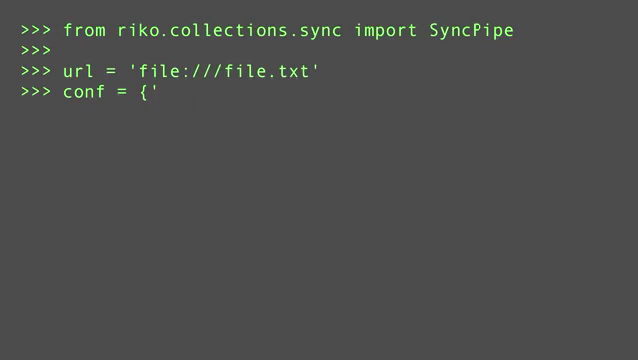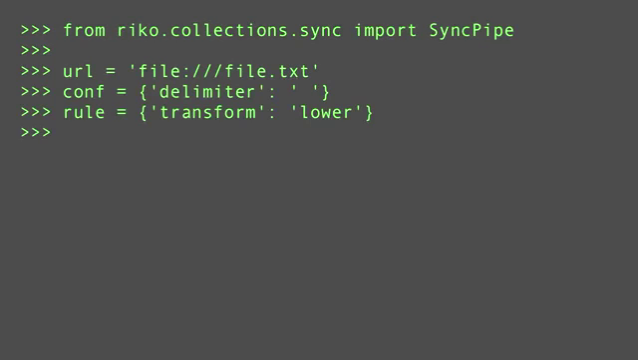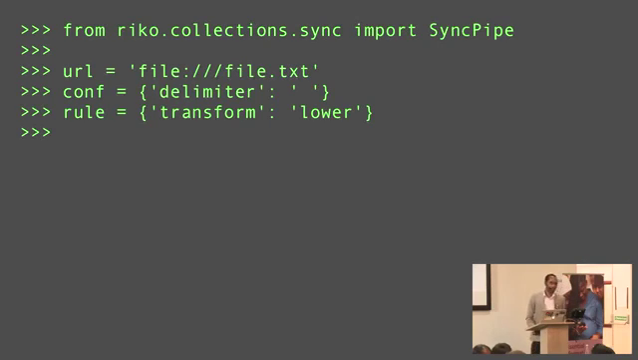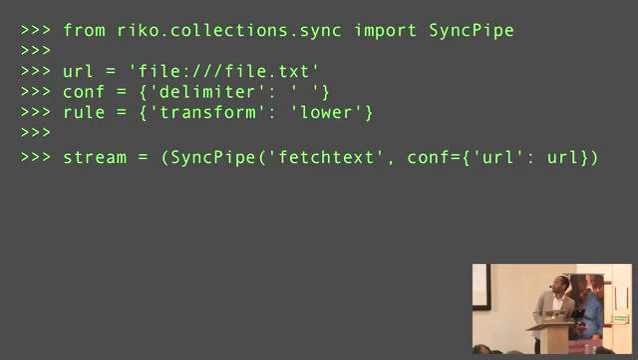So what you do is you import what's called sync pipe, and sync pipe is what allows you to do the method chain that you saw in the Spark example. There's going to be a few parameters that you set. So first is the URL to the file. Configuration, when we do the splitting, we just want to split by spaces. And then the rule is going to be for the transformation that we're doing.